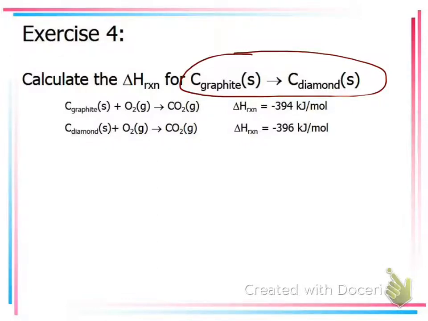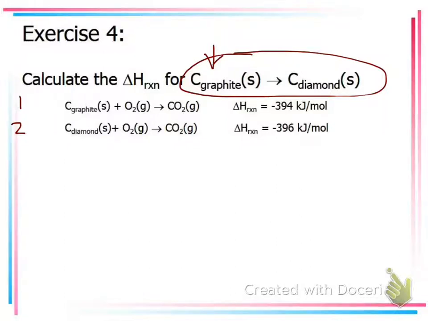The first thing I notice about the first equation, we'll call this equation 1 and equation 2, is that equation 1 is already in the right direction, because it's going from graphite plus oxygen yielding CO2. So I've got graphite on the left side, the correct side. I'm not going to do anything with that. I'm going to leave it alone.